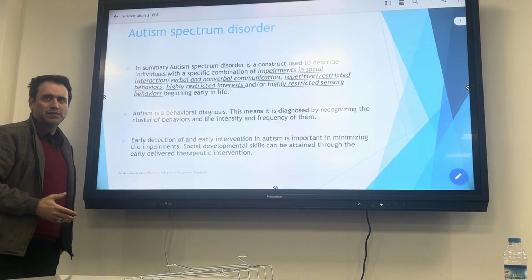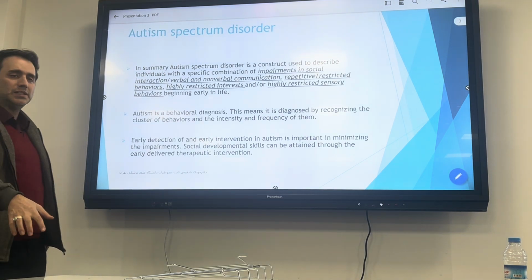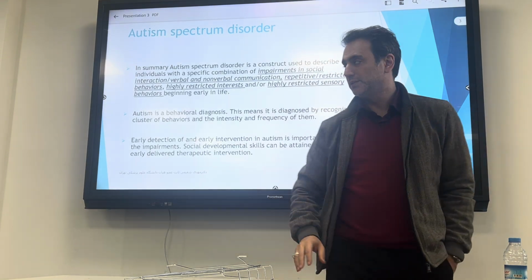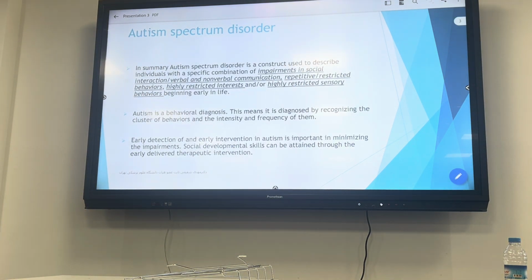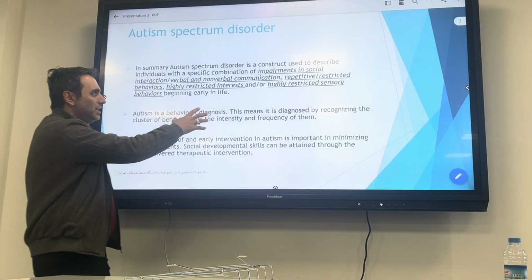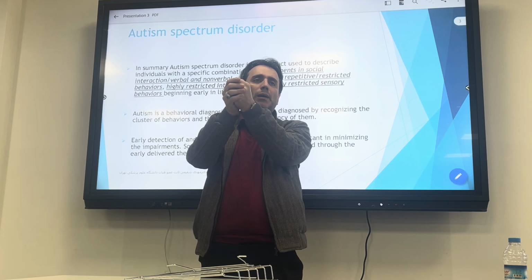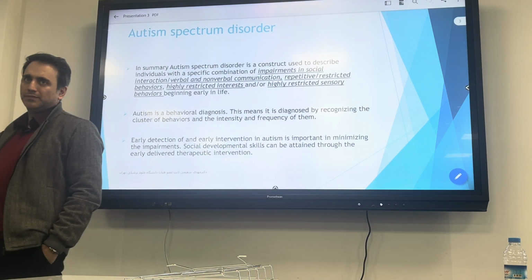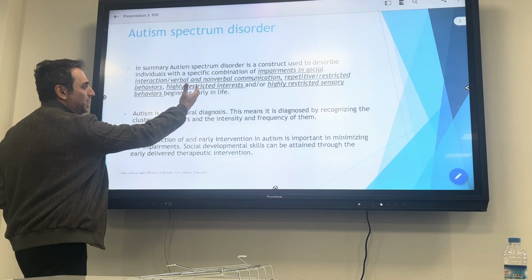Highly restricted interest. You ask the parents, what is his hobby? All the time he is busy with something. Very restricted. And when he or she is in the office, all the time is locked to something. And highly restricted sensory behaviors. I will tell you what it means: sensory behaviors are behaviors in response to senses. What he sees, what he hears, what he touches. Highly restricted. You show him a lot of things, but he responds just to some of them or one of them, and does not respond to the others. But you should know completely the meaning of these parts.